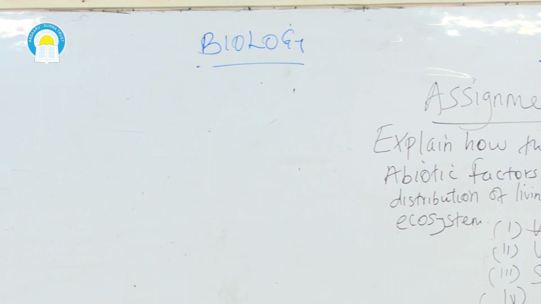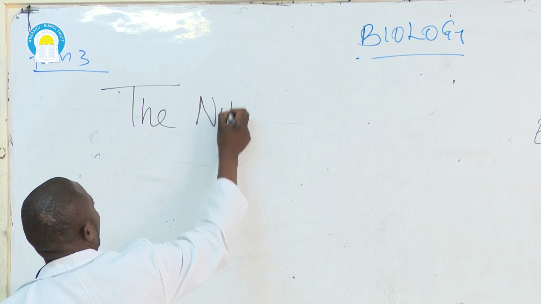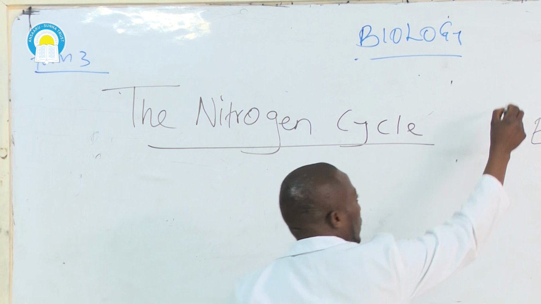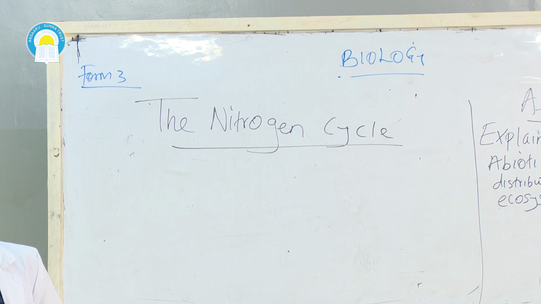Next is the nitrogen cycle. Still we are under ecology. Talk about the nitrogen cycle. Why do we study nitrogen in ecology? Nitrogen is required in plants for the synthesis of proteins, and you know proteins are body-building food. So nitrogen is needed.